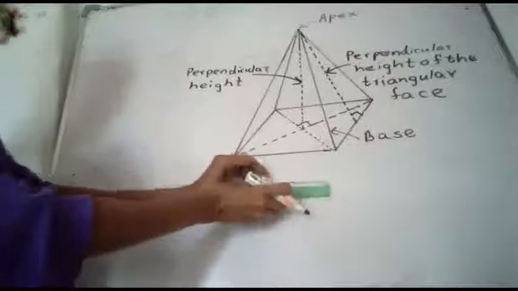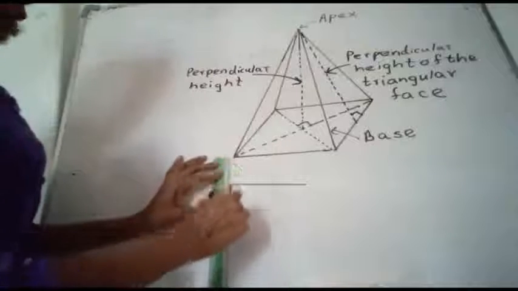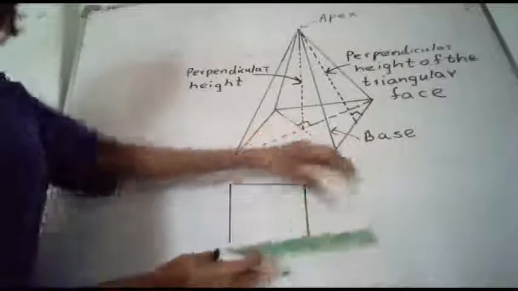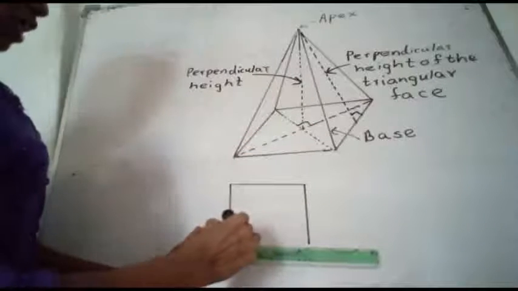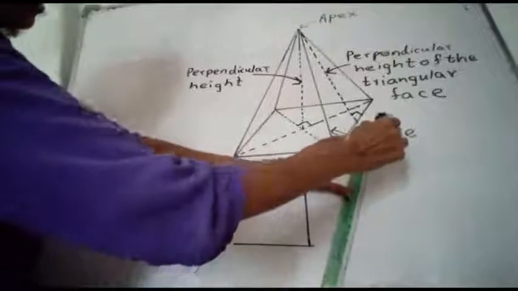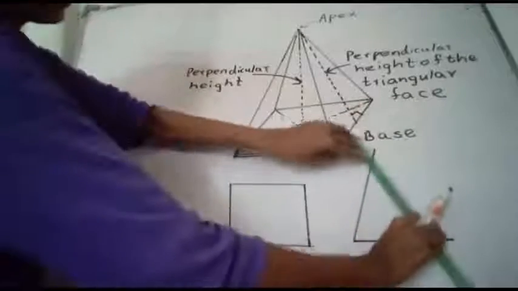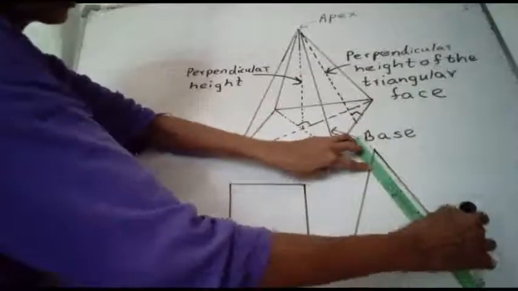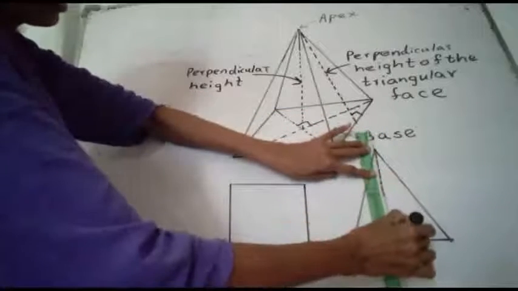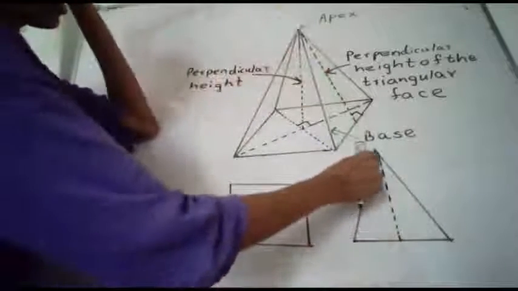The surface of this square base pyramid: one square, the base is square shape, and all other four faces are triangles. This is the perpendicular height of the triangular surface.